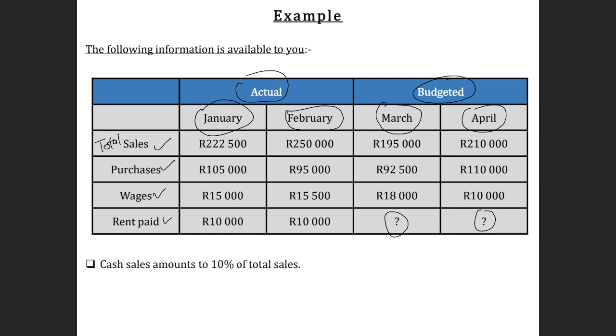And then they said to you that the cash sales is 10% of your total sales, which automatically would mean that if cash sales is 10%, the credit sales is 90%. Because remember, your sales is broken up into either the portion in cash or the portion on credit.